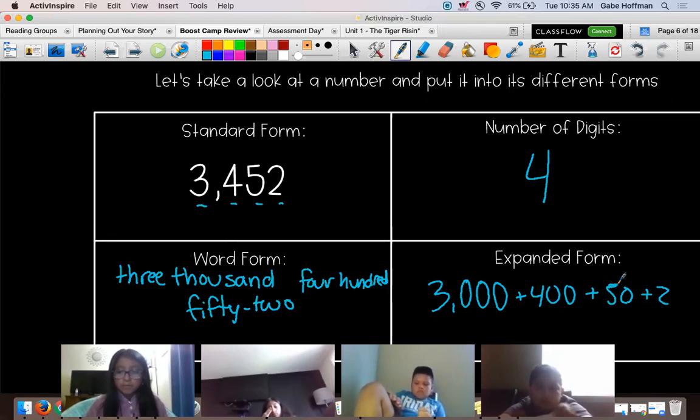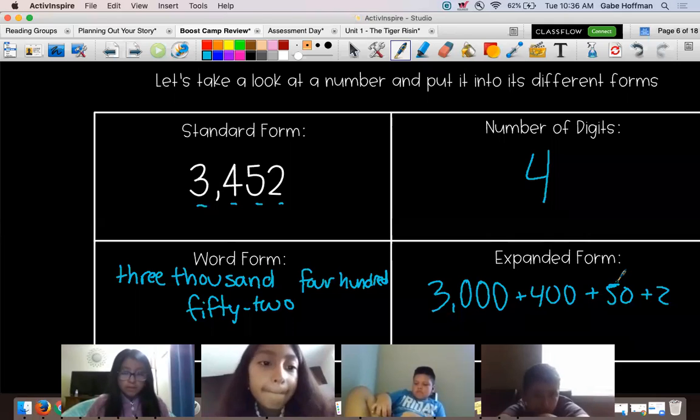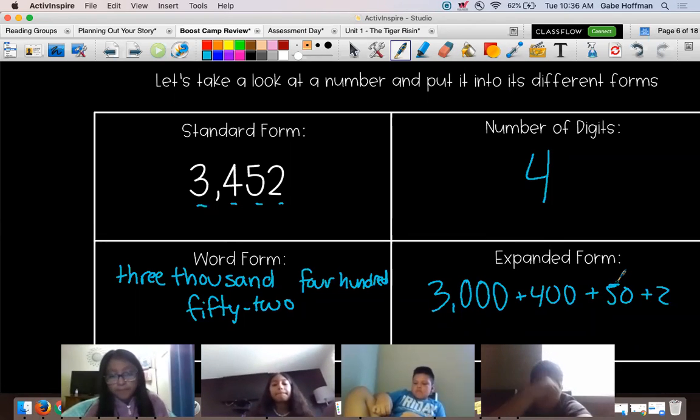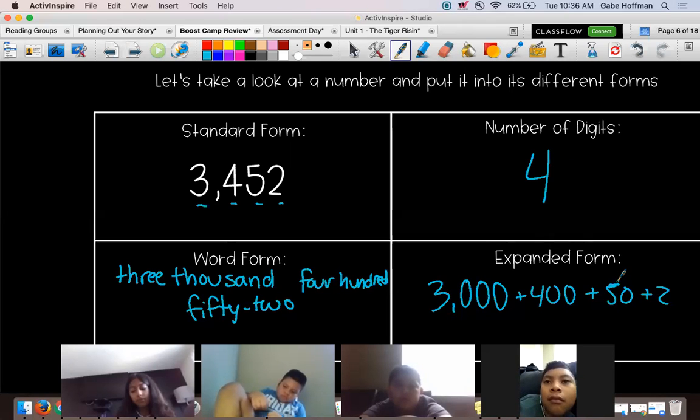And how did you know that would be that in expanded form? Because I saw it from the start. I saw the numbers that had 4 digits. So how did you know to write 3,000 first? I knew it because in the standard form, it has 3,000 in the number.